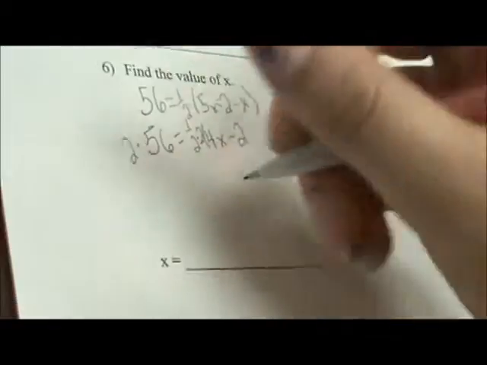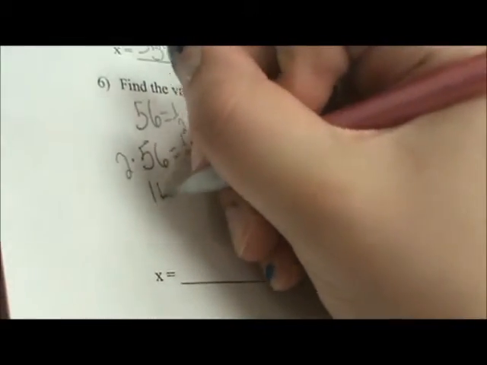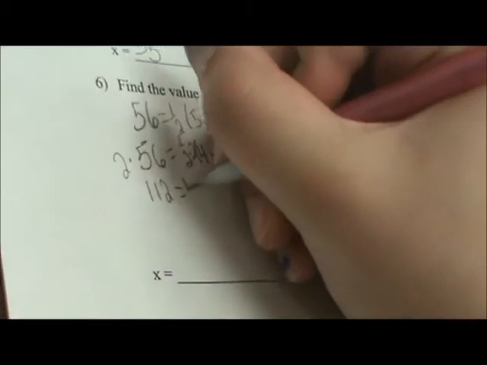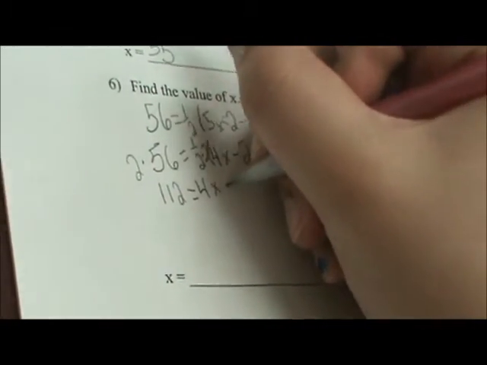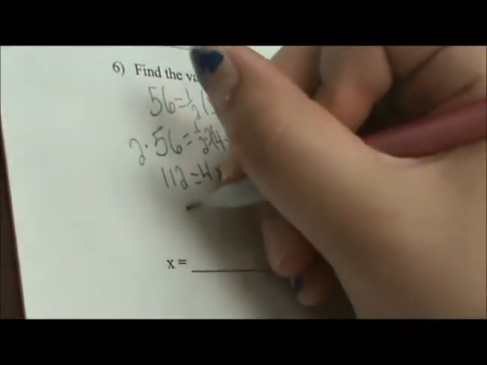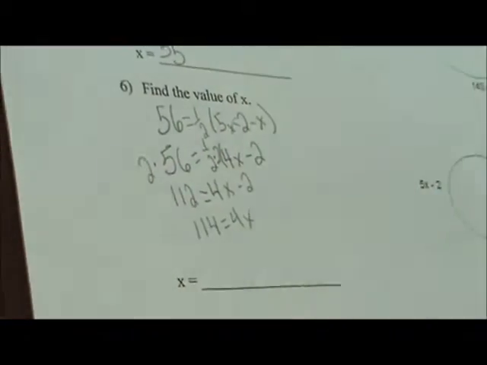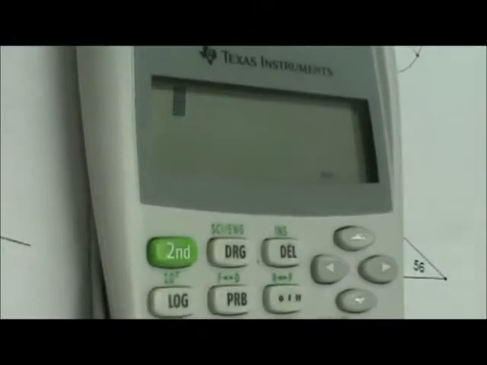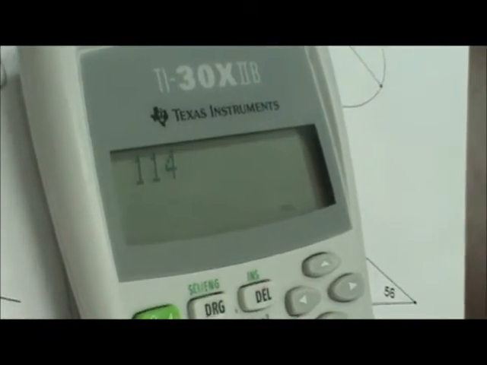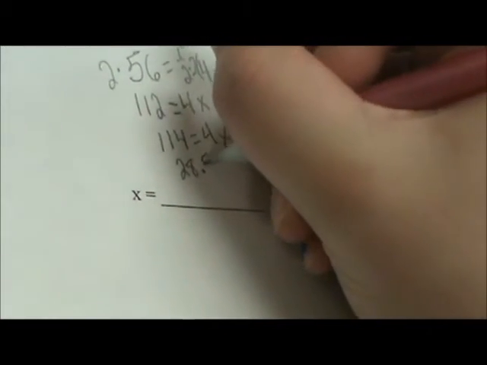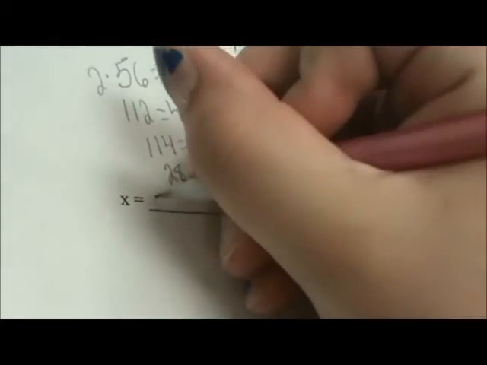Well, rather than distributing the 1/2, we are going to multiply both sides by 2 to get 112 is equal to 4x minus 2. When we add 2 to both sides, you get 114 is equal to 4x. And then you need to divide both sides by 4, so 114 divided by 4 is going to be 28.5. So 28.5 is equal to x, and that is your answer.